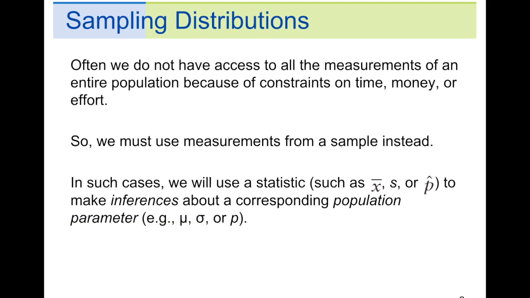Often we do not have access to all the measurements of an entire population because of constraints on time, money, or effort. So we must use measurements from a sample instead. In such cases, we will use a statistic such as x-bar, s, or p hat to make inferences about a corresponding population parameter. And those examples are mu, sigma, p.